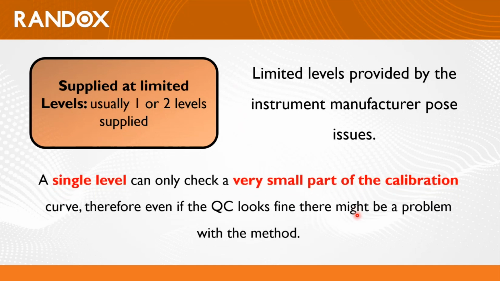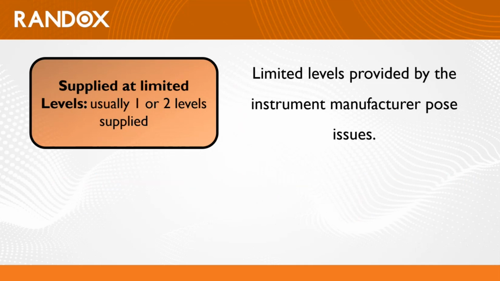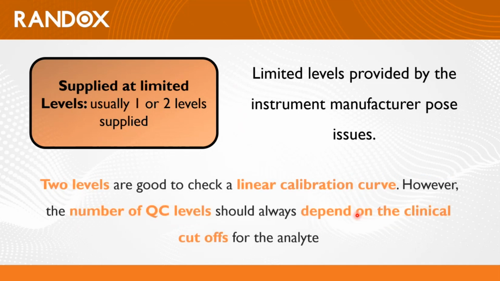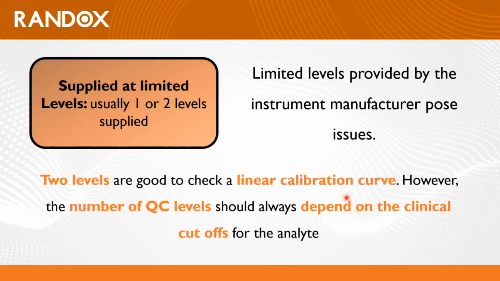Now, a single level, first of all, can only check a very small part of the calibration curve. And therefore, even if the QC looks fine, there might be a problem with the method because you're not checking it at the full clinical range. You're not checking everything in the instrument and in the calibration. Now, 2 levels might be good to check a linear calibration curve.